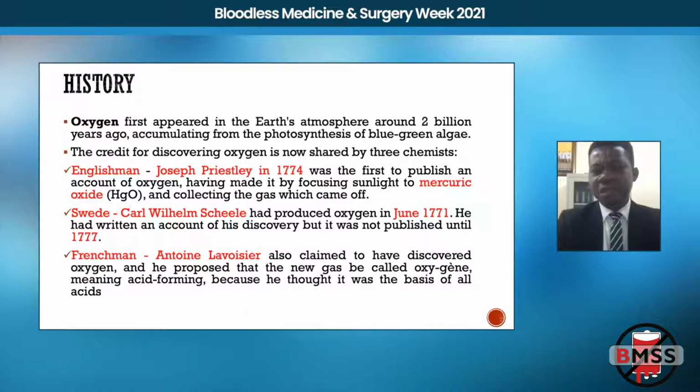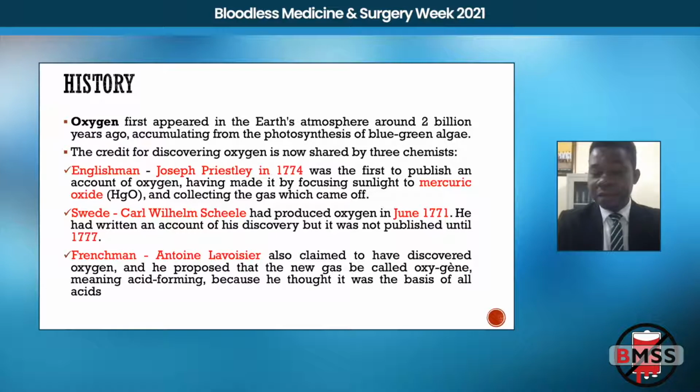Now, according to scientists, oxygen first appeared on earth around 2 billion years ago. But scientifically, the credit for discovering oxygen has been shared by three chemists. One is the Englishman, Joseph Priestley, who did the first research to discover oxygen, but he never published his reports until 1774. By then, another man from Sweden had done similar research, discovered oxygen, and made his publication known to the world in 1771.